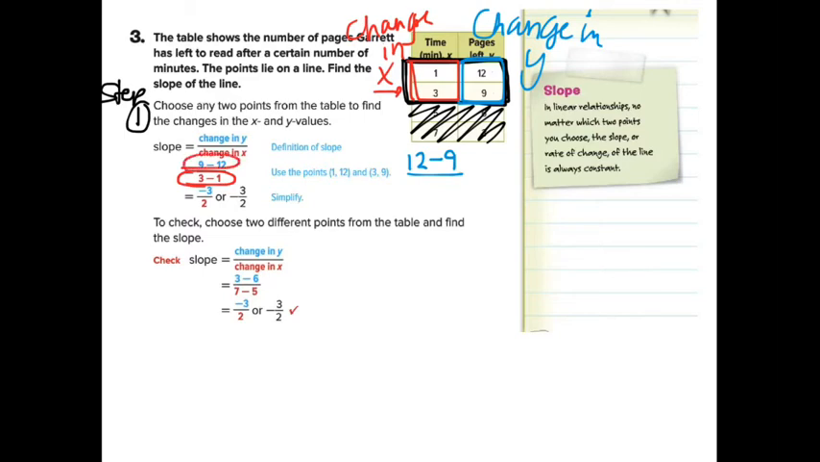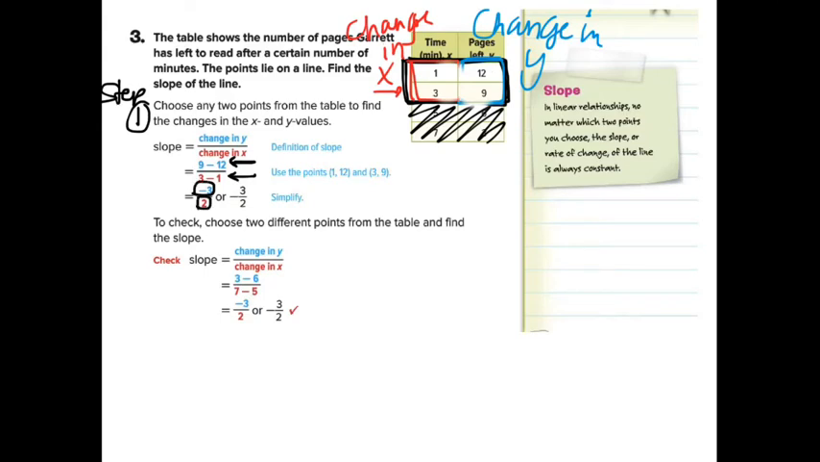So in our example, ignore mine for a second. In our example, they took the change in y, which was 9 minus 12, and then our change in x, 3 minus 1. What I want you to notice is how we started with the second values: the second y, which was 9 minus 12, and the second x, which was 3 minus 1. And what you end up getting is 9 minus 12 is negative 3, and 3 minus 1 is positive 2.